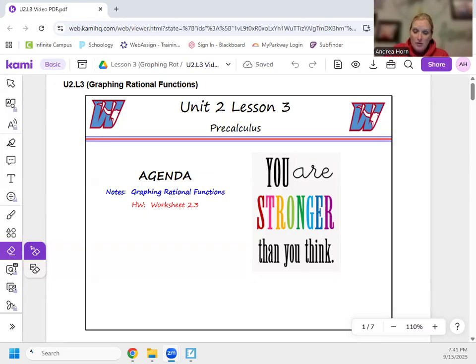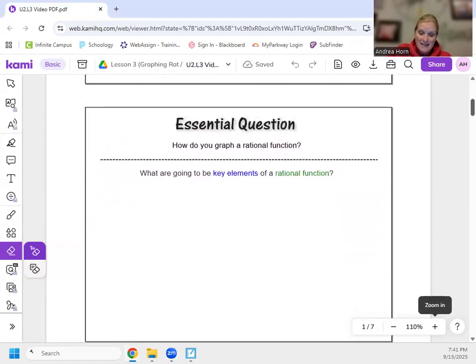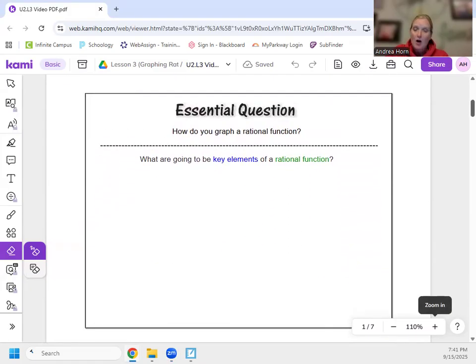So today we're going to take what we talked about the other day, which is drawing asymptotes and making asymptotes, and extending that and actually graphing our rational functions. So I want you to take a second and think, what are some other key elements that we're going to need? So we already know asymptotes are important, but what else might we need in order to graph? Just think to yourself for just a second.